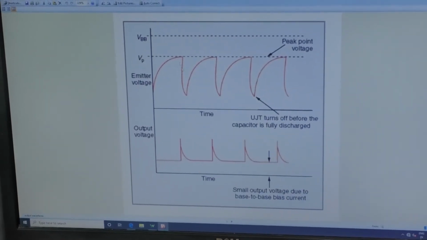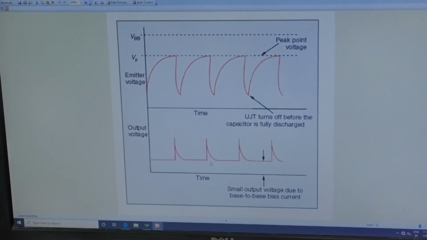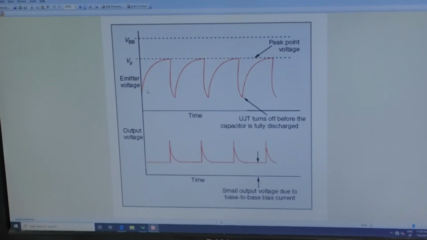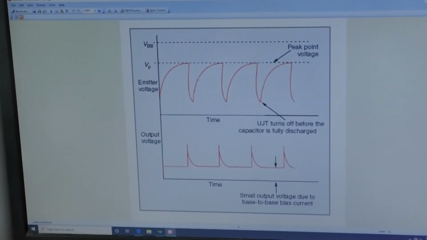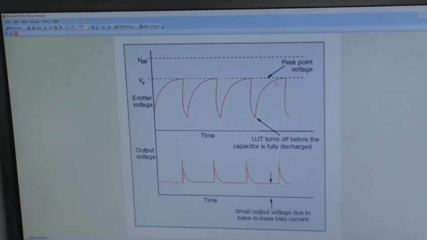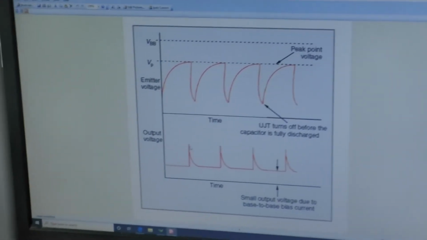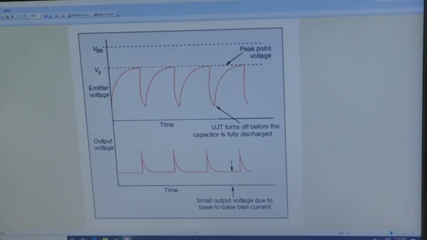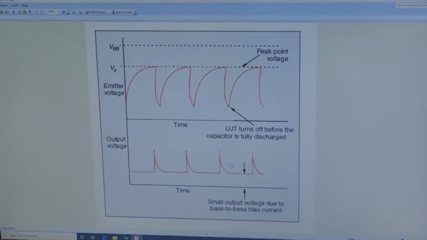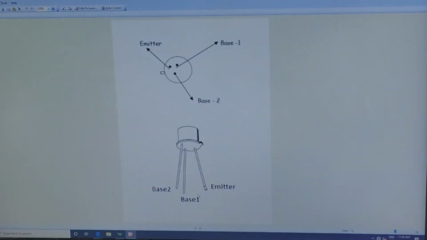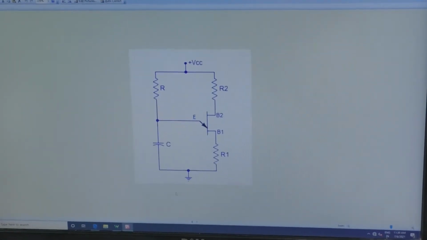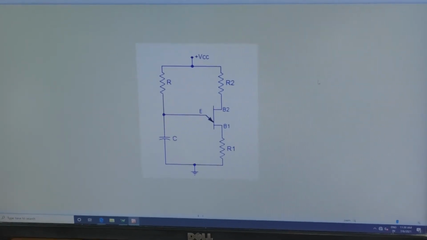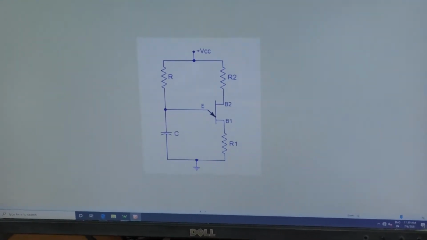So these are the two output waveforms we need to check. At the capacitor and emitter you have charging and discharging, and the output taken across the two bases, B1 and B2, is a spike output. Now let us observe this. Let us connect this circuit and check the outputs.